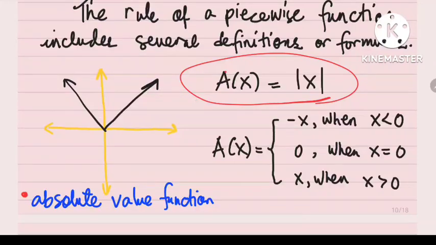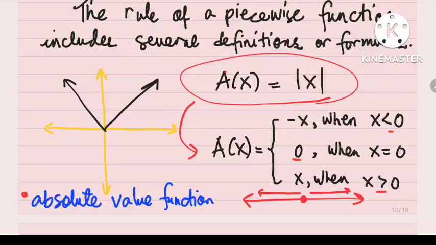This, when interpreted in another way, means your x or interval, your number line, shall be divided into 3 parts. The first part is 0. The second part is those numbers which are less than 0. And then the third part is those which are greater than 0.